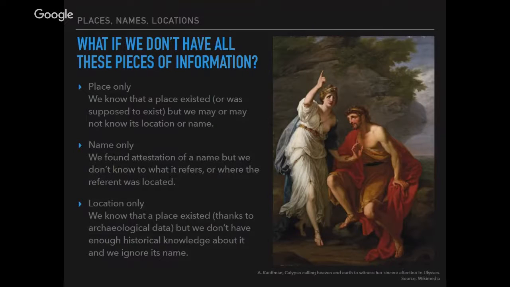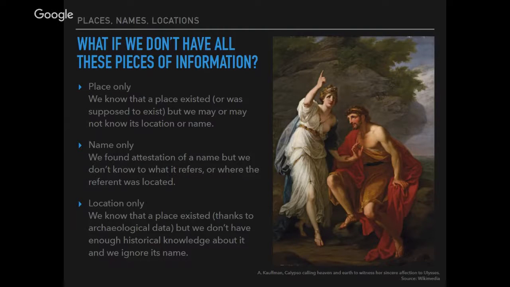But what we have seen so far, both the example of Taras and Salentum, were actually our best case scenario, because we have the place, we have the location, sometimes even more than one, and we have names. But what is, I think, extremely useful in this separation of the concept that we find in Pleiades is that we can actually deal with information that is incomplete, when one or even two of these components are missing.